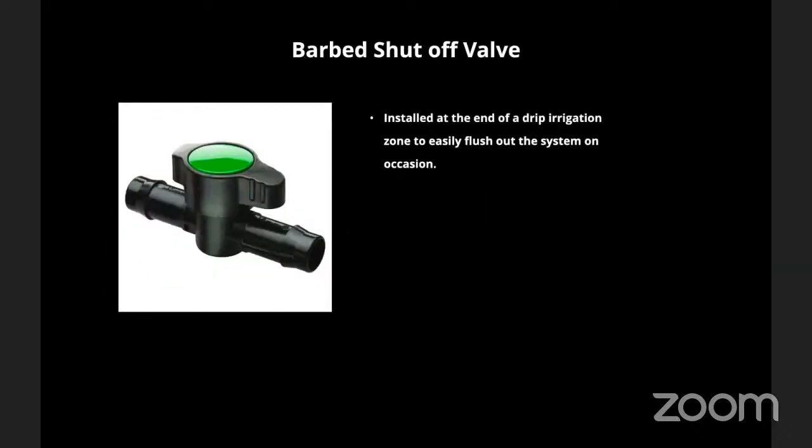And then we'll talk about flushing later on, but there are individual little valves that are options for your system design, or if you might want to shut down part of your drip system at certain points for any reason, where they have the barbs on it and you literally just slide the drip tube over either side, and this is a little valve that can be turned on and off.